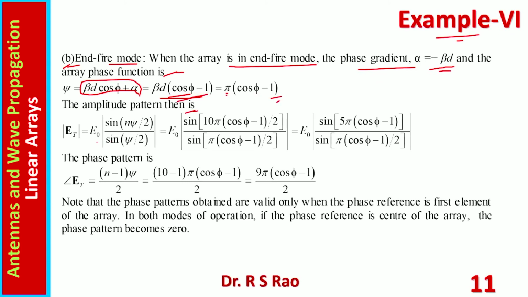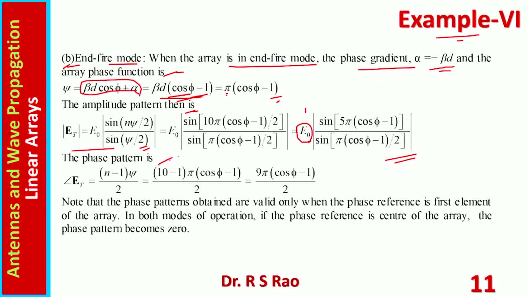Amplitude pattern then is E naught multiplied by mod sin N psi by 2 by sin psi by 2. But psi is pi multiplied by cos phi minus 1. It gives the amplitude pattern as E naught multiplied by mod sin 10 pi cos phi minus 1 by 2, divided by sin pi cos phi minus 1 by 2. As already mentioned, this is the unit pattern. It is a constant like 2, 2.3, 10, 100, 5. When normalized, it becomes 1 because it is constant, as the array is made with isotropic elements.